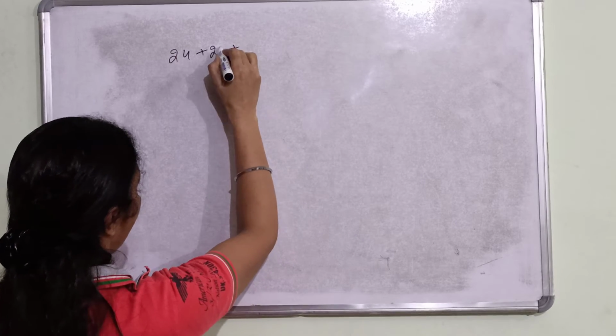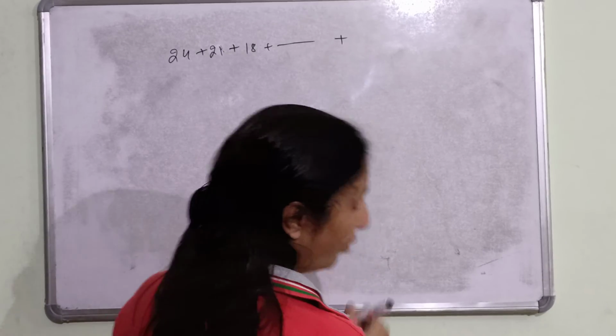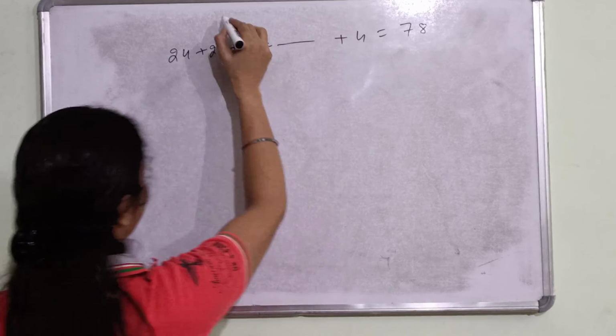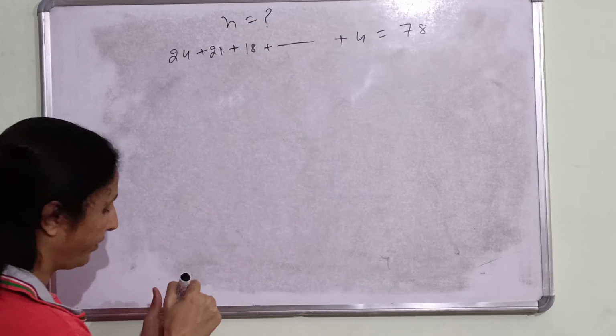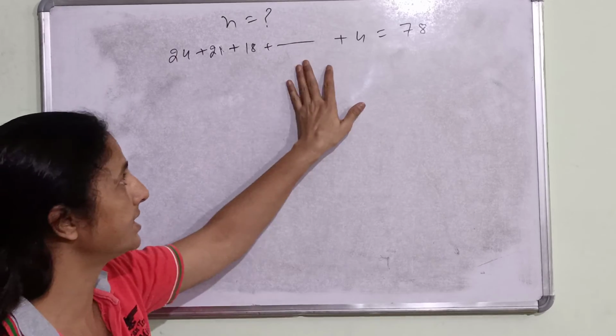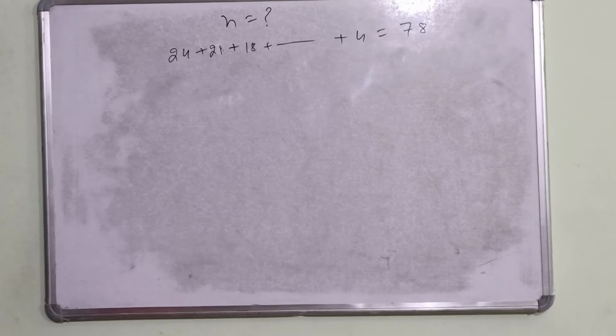24 plus 21 plus 18 and so on, plus 4, is equal to 78. Right? We have to find n, the number of terms. How many terms are there? Because we have been given the series and we have been given the sum also. We have to find how many terms there are.